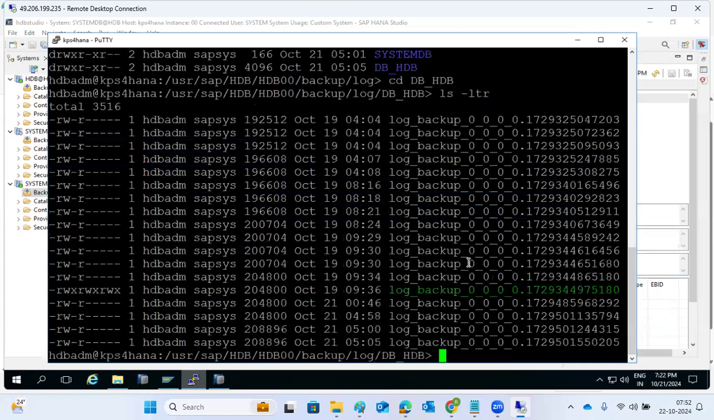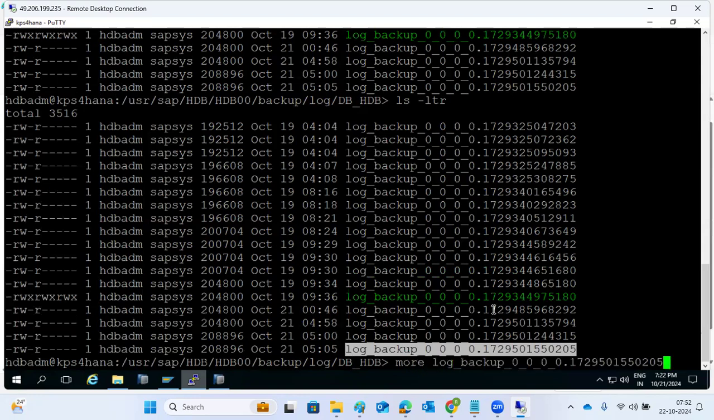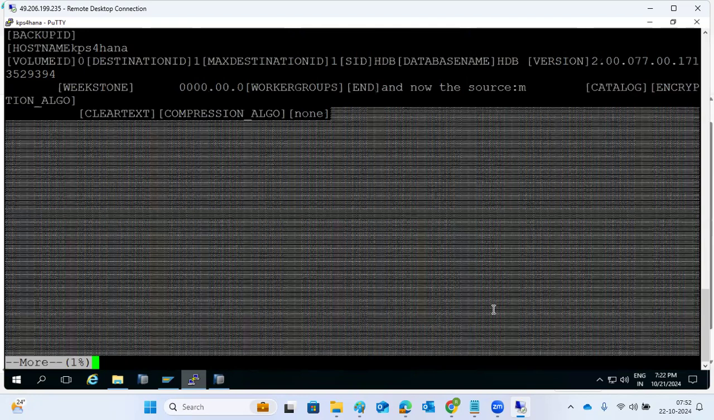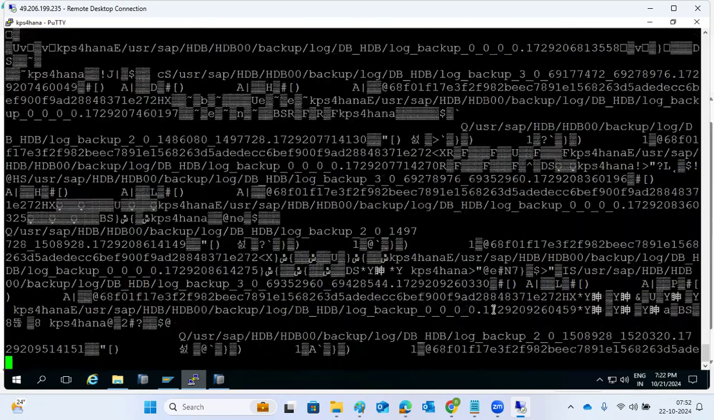See, these are log files. We can remove them to get some free space, because this is backup-related information. But we cannot see what is happening in them, since they are in an encrypted format. We cannot see anything here.